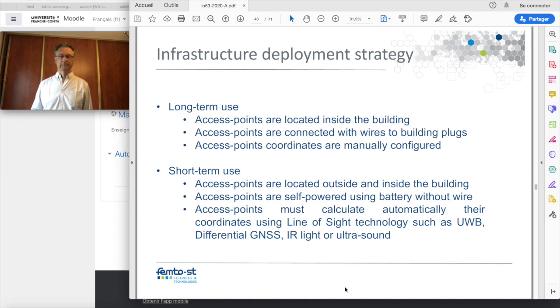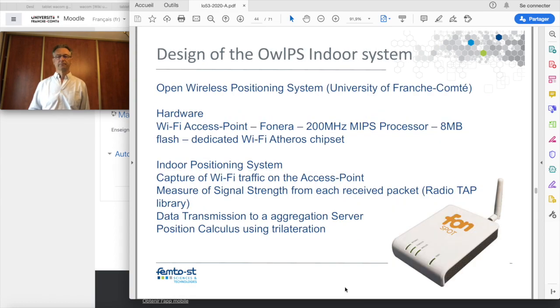If the outside access points need to measure distances between each other, it's also possible using ultra-wideband or differential GNSS or infrared light, for example.